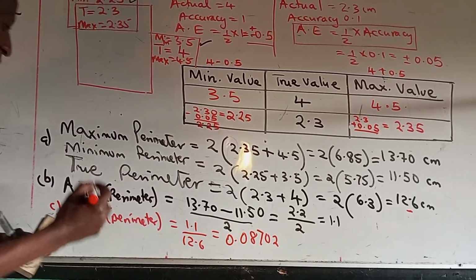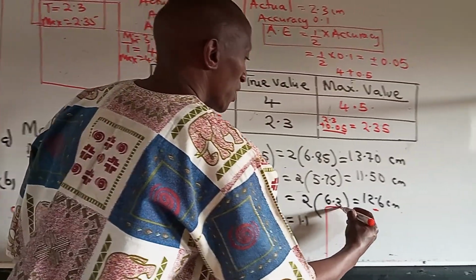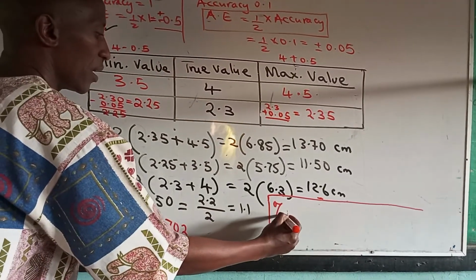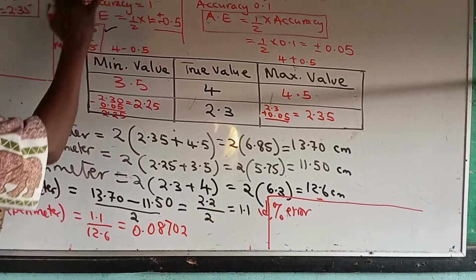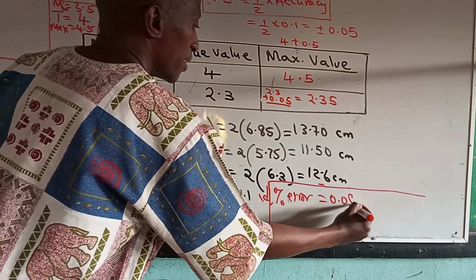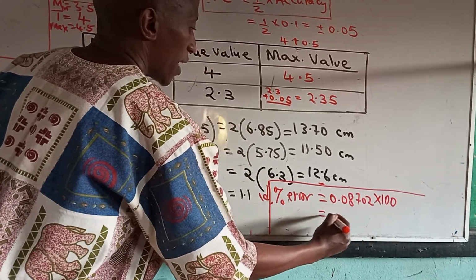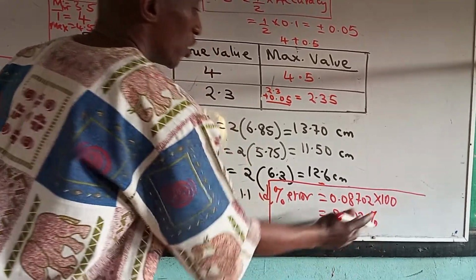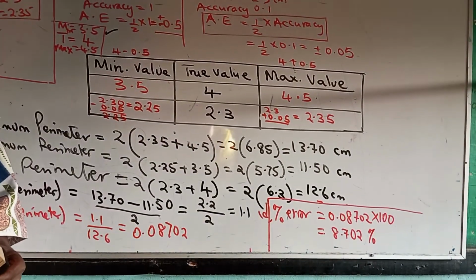And that actually takes us to the last item, whereby we look at percentage error in part D. Part D of this question, percentage error will be the relative error obtained here, 0.08702. We multiply that by 100, and that gives us 8.702, and that is a percentage which we are still giving to 4 significant figures.